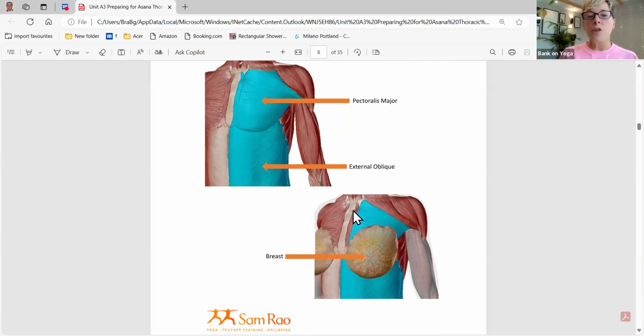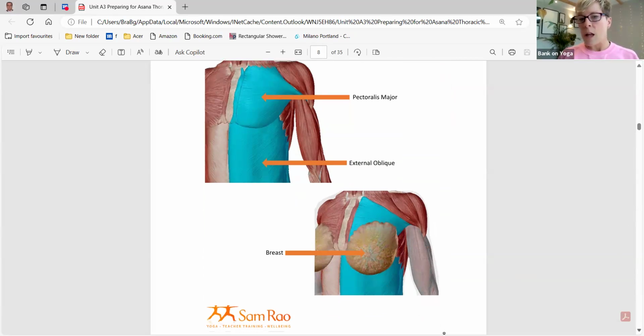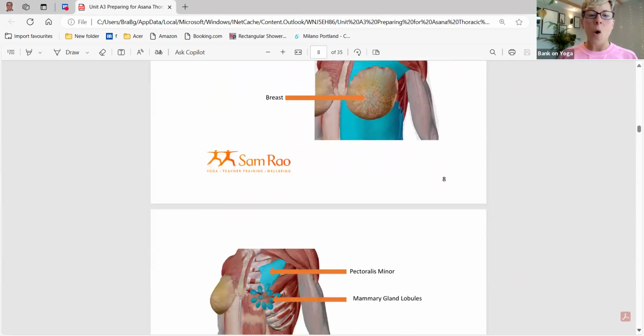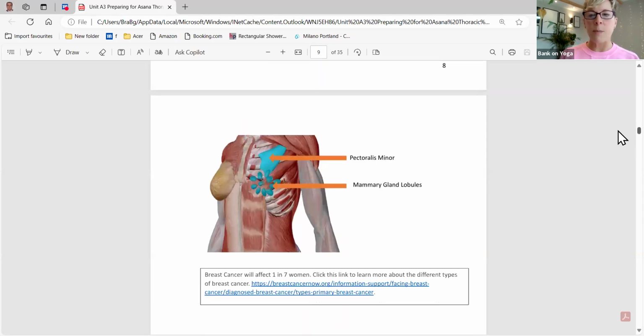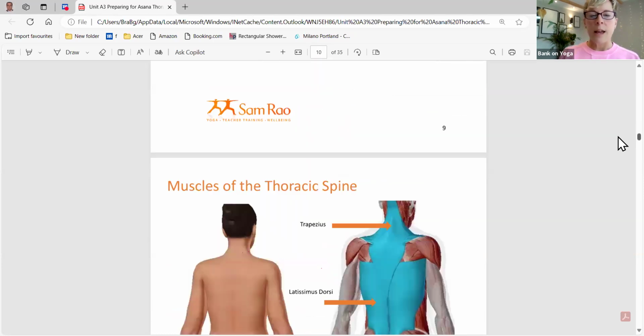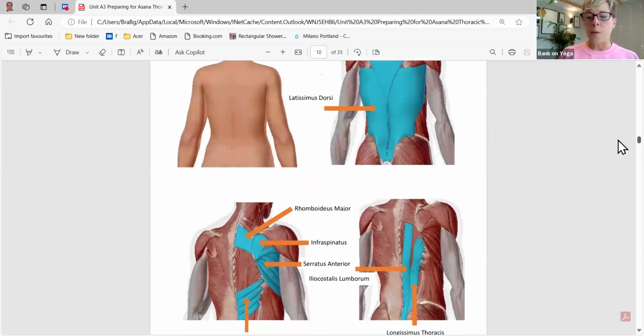If we go down, we'll do in more detail the breast area. We've got the oblique just underneath there. So all of this area, when we take the next layer off, we have the pectoralis minor sitting under the major. And then we have the mammary glands all around the breast sitting just alongside that pectoralis major. So we're going a lot deeper, further down at the front of the body.